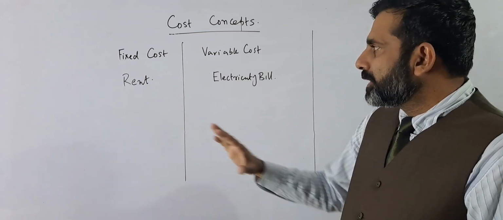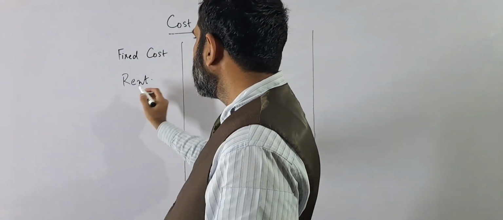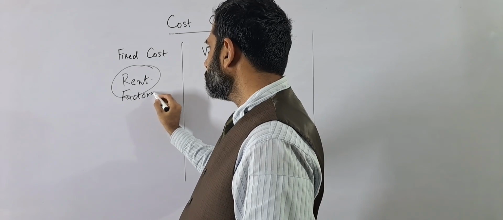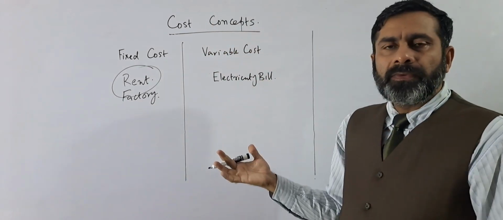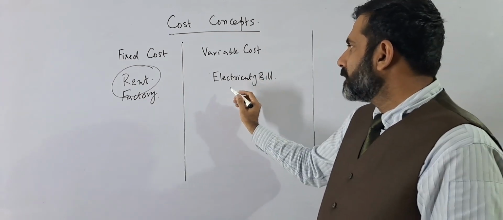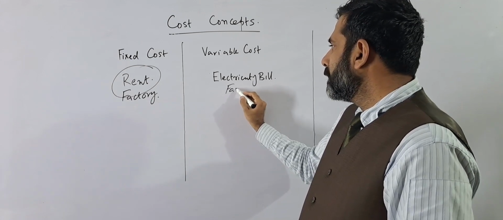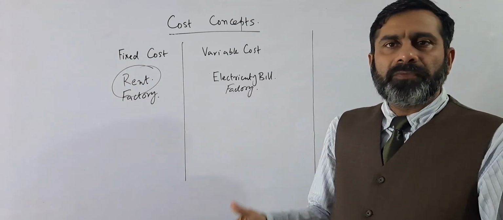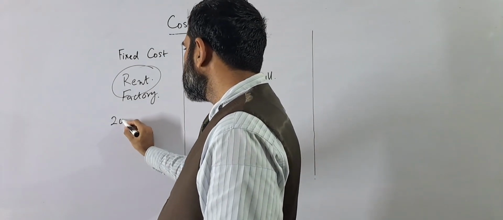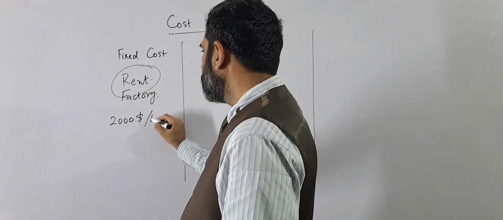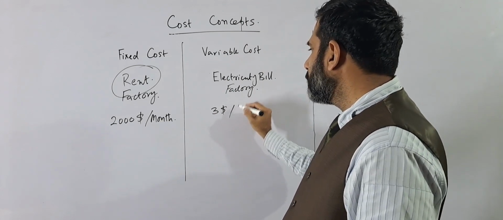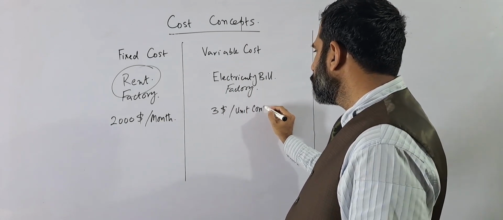We just start with a very basic thing. Let's say that the business has to pay a rent. Let's say this rent is for the factory. And obviously they have a factory, they are running the factory on electricity, on power, so they have to pay the electricity bill also, and this electricity bill is also for the factory. Because we are talking about manufacturing concerns, we will discuss the same example. Let's say this is $2,000 per month, and this is, for example, $3 per unit consumed.